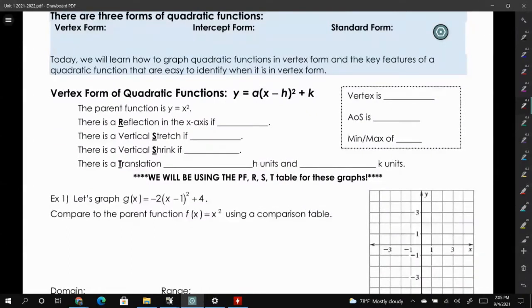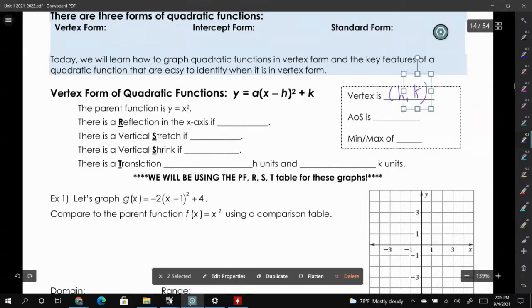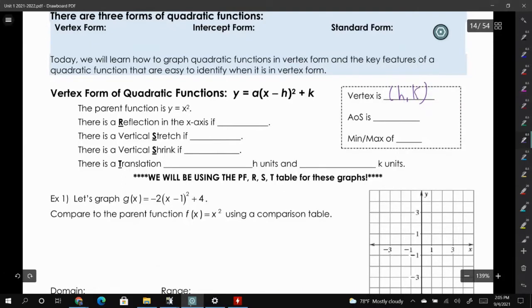And to recall again, we have the general form with our a, h, and k. When we have an a, h, and k, we have the vertex at (h, k). Our axis of symmetry is at x equals h. And we have a min or max value of y equals k. So we were using both parts of the vertex with our axis of symmetry and our minimum or max value.